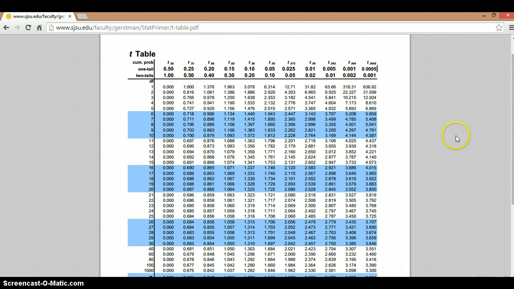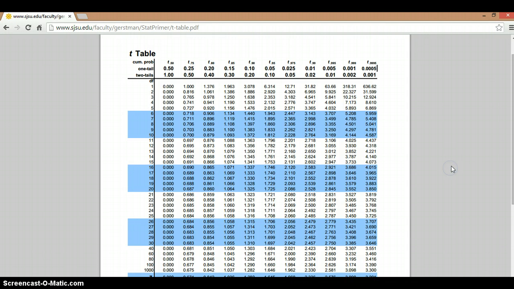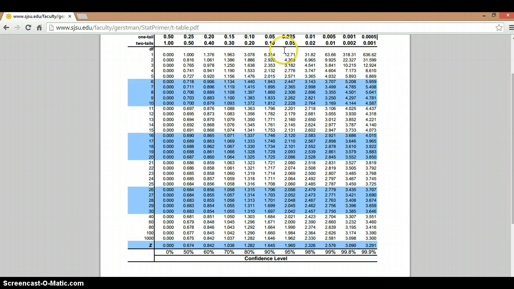Let's double check that in our t-distribution table. We have to scroll down a little bit, but as you can see, 0.005, and if you scroll down all the way to 100, right here, 2.626, and that's really how you find it for a 99% confidence interval.